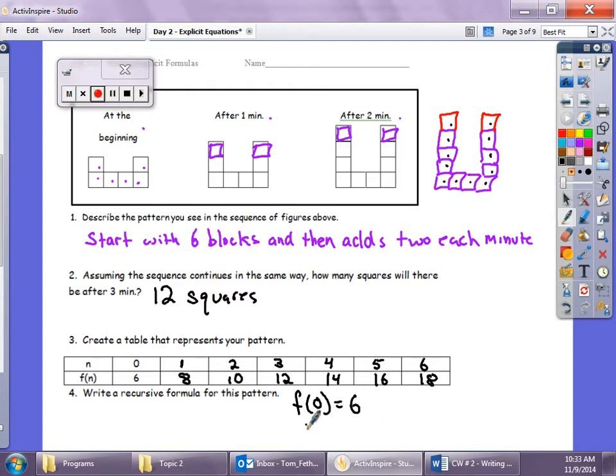Then the second part, well, what's happening with f of n? Well, f of n equals f of n minus 1, which is our previous step, and then to the previous step, we're adding 2. So if we think of that, to get 1, we go back a step and add 2. And then from 2, we go back, add 2. So that's our recursive formula: f of n minus 1, which is the previous step, and then we're adding 2.